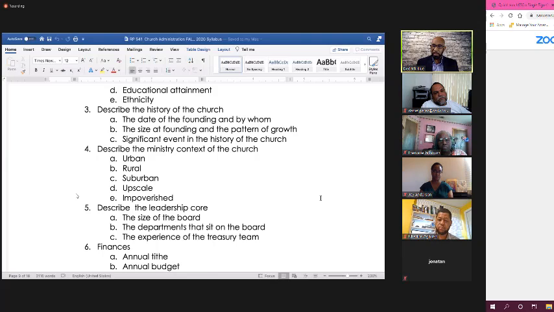So where is it located, and how does that impact its ministry context? I want you to take just a little moment also to describe the leadership core, the size of the board, the departments that sit on the board, and the experience of the treasury team. As we go through the course, we'll talk about how boards are structured, but for right now, just describe the size of the board. It'll be interesting for you to think about this.